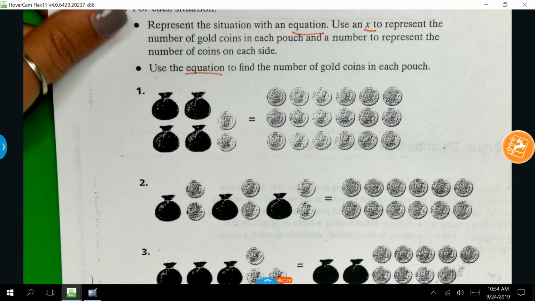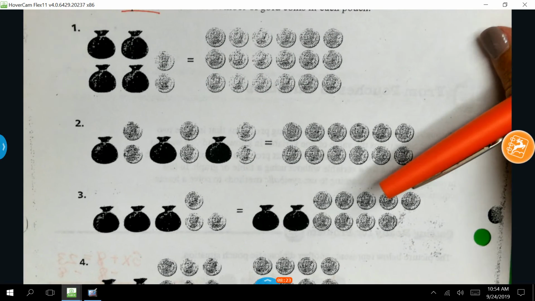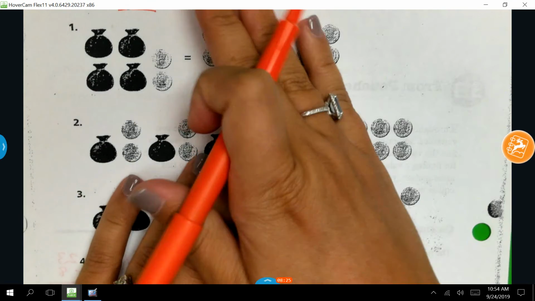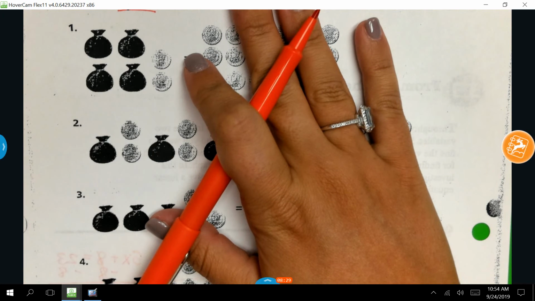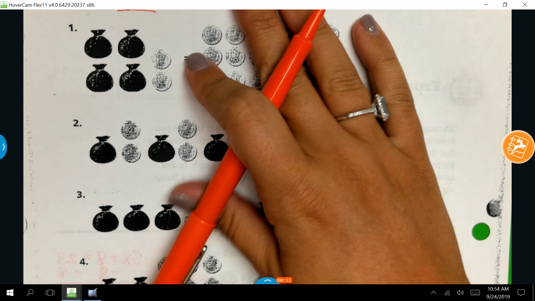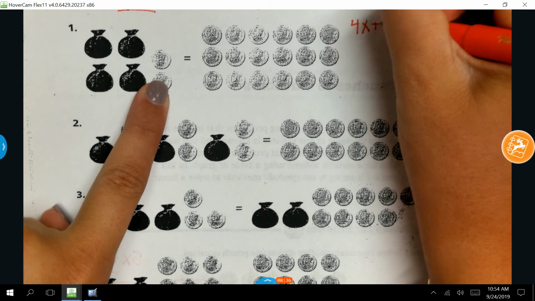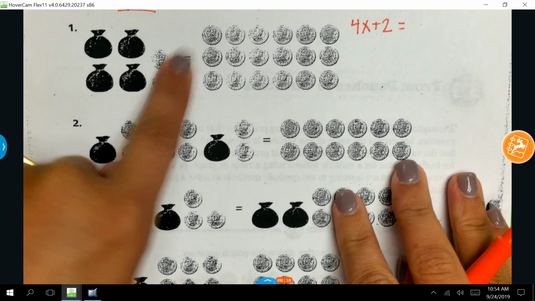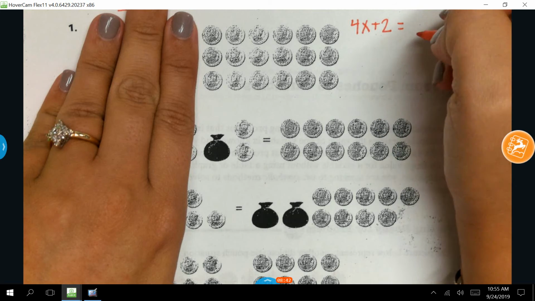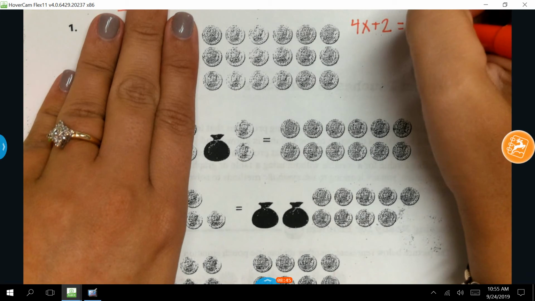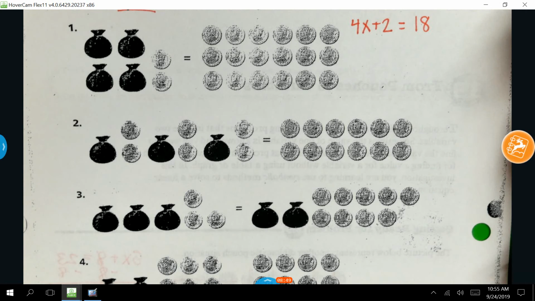So let's look at number 1. First, I need to write my equation. So looking at just the left-hand side of my equal sign, what would that be, Kaylee? Good. 4x plus 2. And then that equals what I have on the right-hand side. 18. Yep. So my equation is 4x plus 2 equals 18.